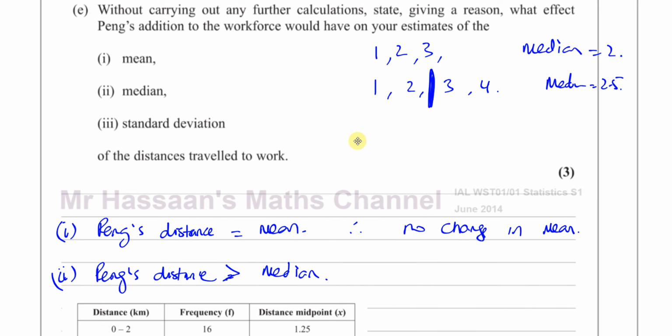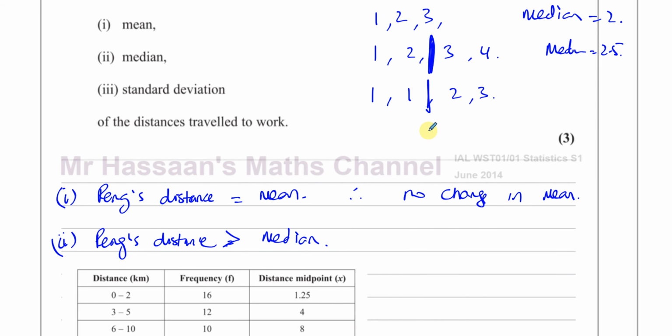If I added a number that's less than the median, for example, if I added a number 1, I'll have 1, 1, 2, and 3. And you can see if I add a number less than the median value, the median is going to now become 1.5. So the median will have decreased. So if you add a number more than the median, the median will increase. If you add a number less than the median, the median will decrease. Okay, so that's how you can think about that.